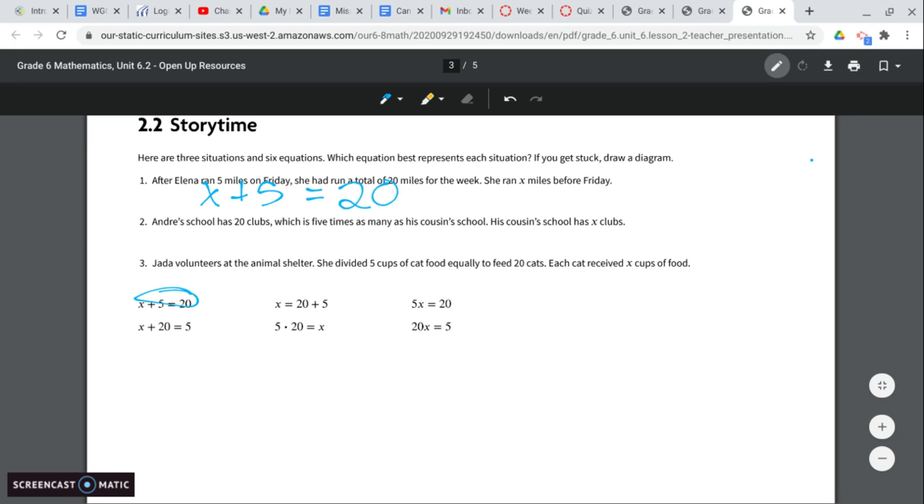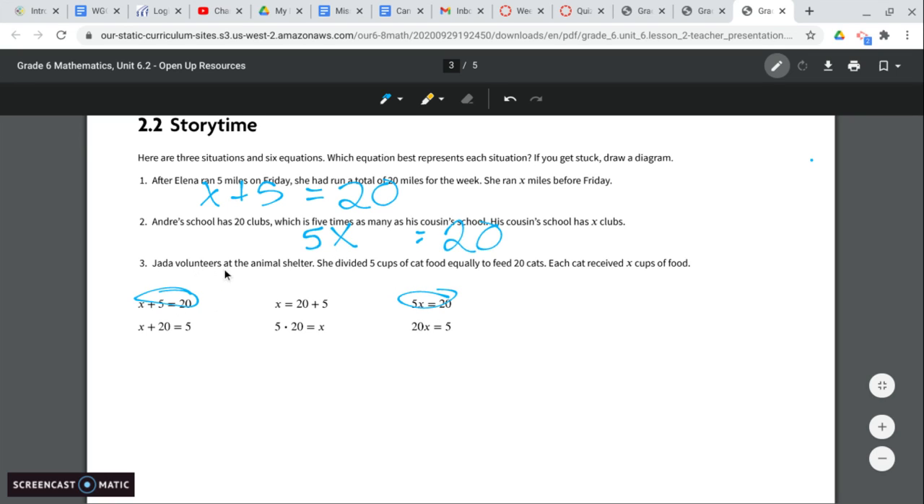All right, our next one, number 2. Andre's school has 20 clubs, which is 5 times as many as his cousin's school. His cousin's school has X clubs. So once again, it's going to equal 20 because that's how many total clubs they have, and it's 5 times as many as his cousin, which has X, so 5X equals 20. So this one here.